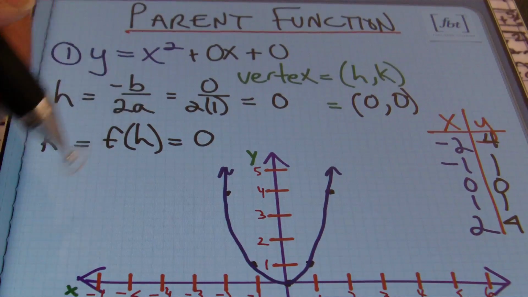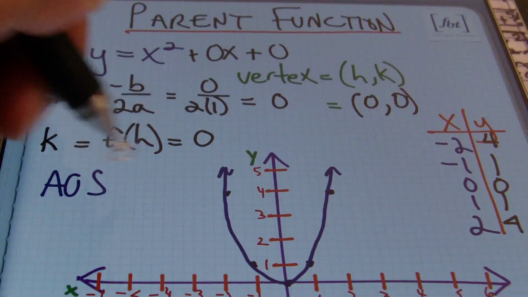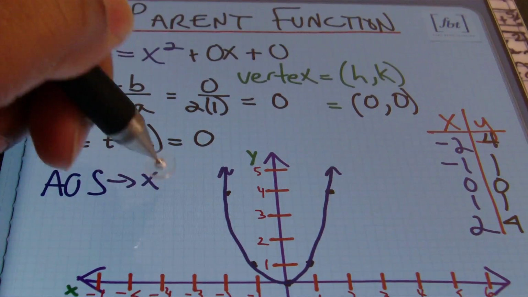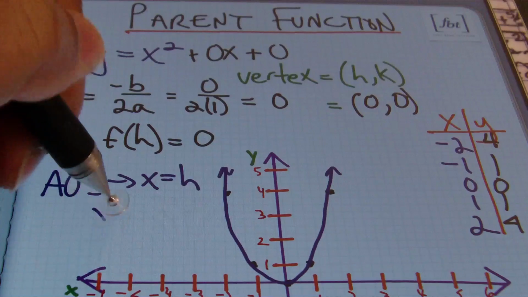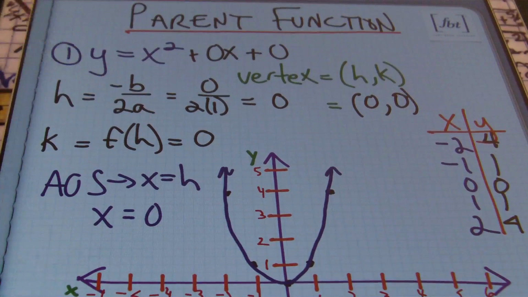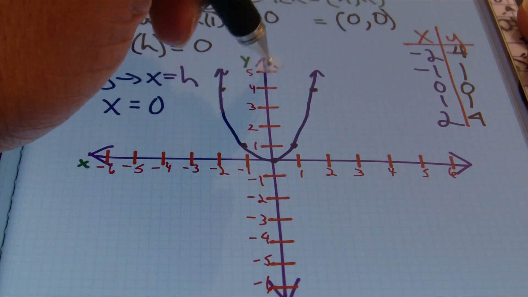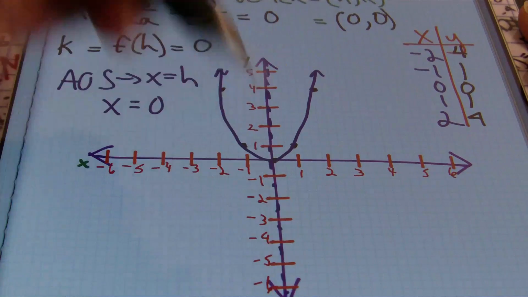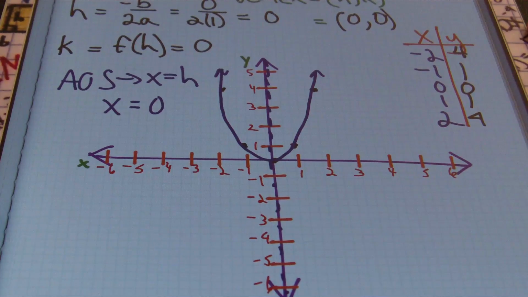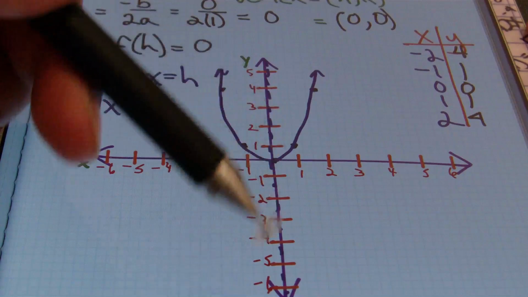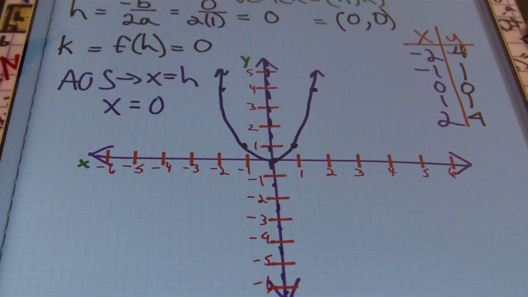Also, if you wanted to graph your axis of symmetry, remember that it's always going to be in the form of x equals h. So our h value in this case is 0, so you end up with x equals 0. That means that if you were to slice this in half, it would be done so using the y-axis. Your y-axis, in other words, x equals 0, that vertical line is the line of symmetry, the axis of symmetry that will cut your parabola in two.